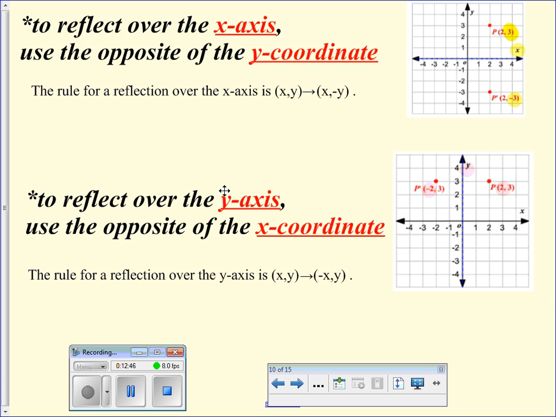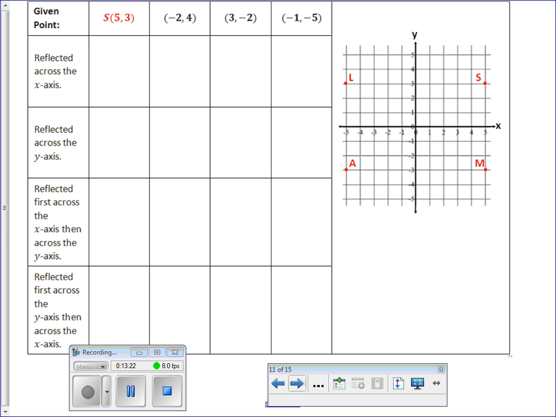And to reflect over the y-axis, use the opposite of the x-coordinate. So here our original point was 2, 3. To reflect it over the y-axis, we had the opposite of the x-coordinate, which you can see highlighted in pink. So the rule for a reflection over the y-axis is (x, y) becomes (negative x, y). And you should have all this written down, obviously not the pictures, but these 4 sentences you should have written in your notes. Okay, let's take a look at this chart on page 61.